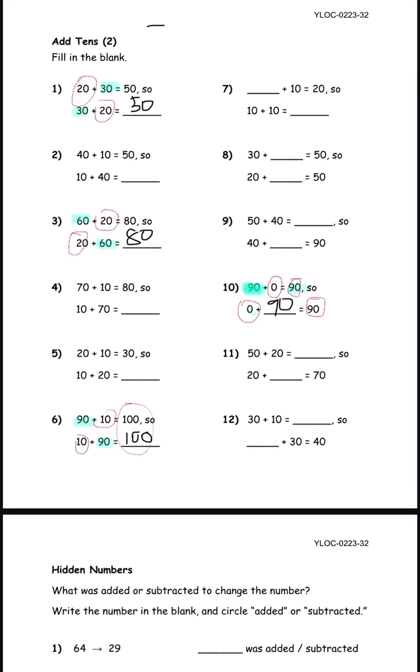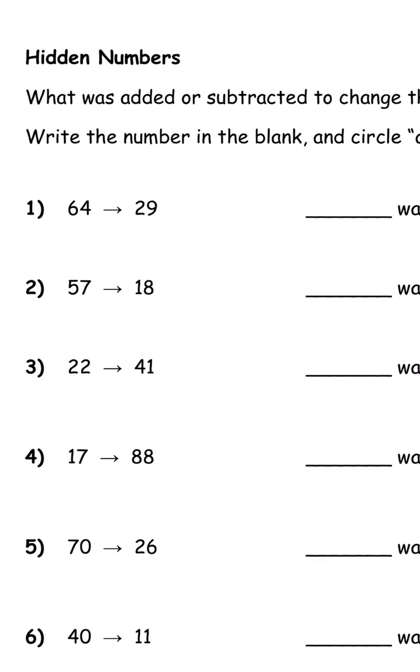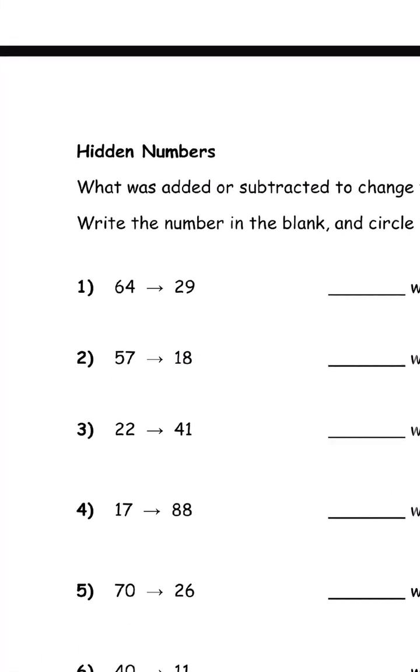Okay, now we can move on to hidden numbers. What was added or subtracted to change the number? Write the number in the blank and circle added or subtracted. So let's try number 1. So 24, and it went to 64, and then it went to 29.